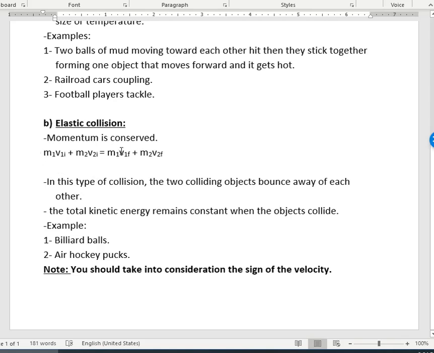Now, for the law of conservation of momentum, you will notice that the sum of the momentums of the two objects before equals the sum of the momentum of each object after. So no change on the law of conservation of momentum. It's the same familiar one to you.